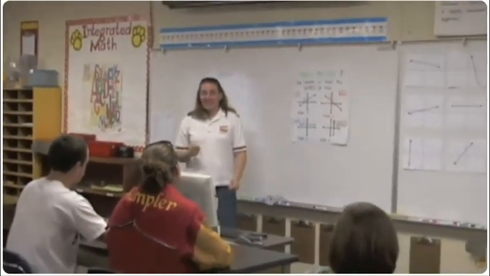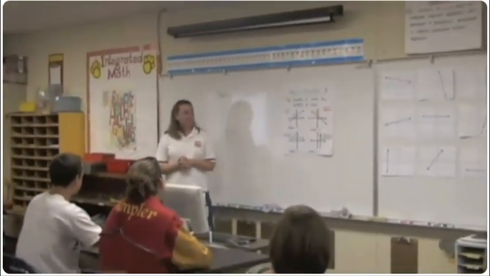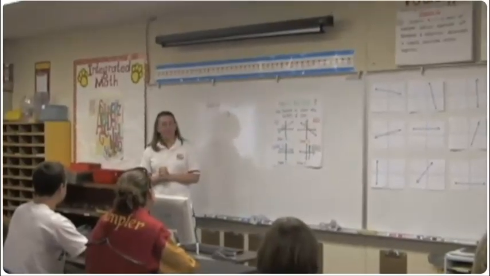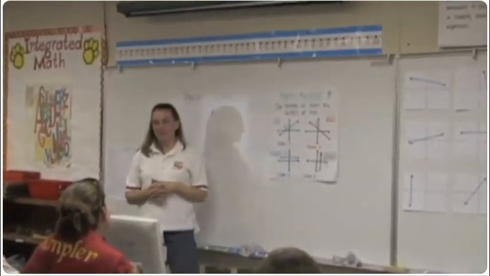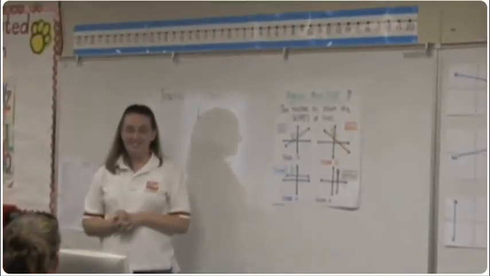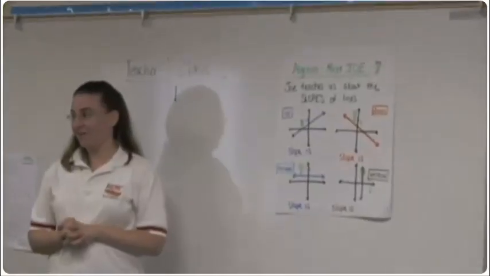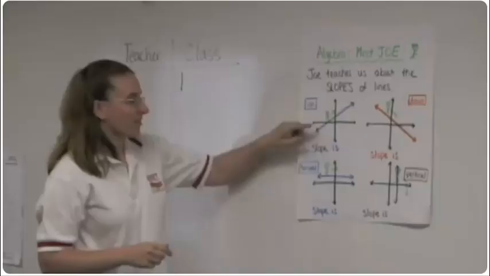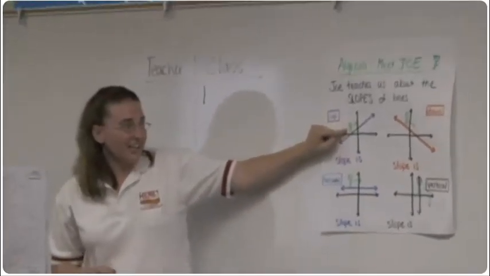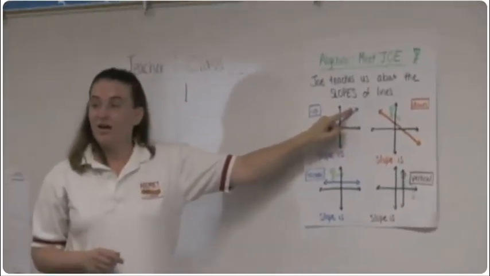Now, I have a really sad story to tell you today. It's about this guy named Joe. This is Joe right here. And in this particular story, Joe has a disease. And his disease is that he can only walk to the right. So, when Joe stands on this line and he walks to the right, he goes up.